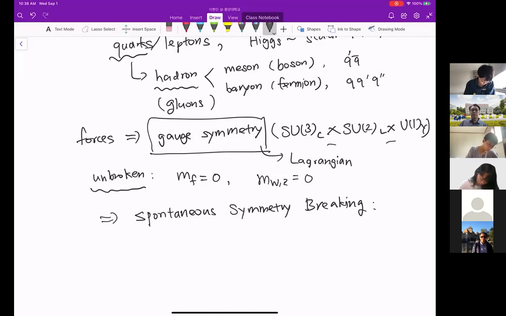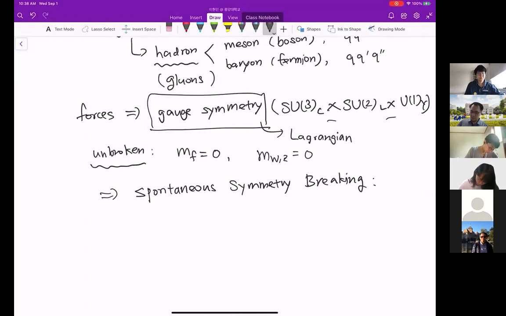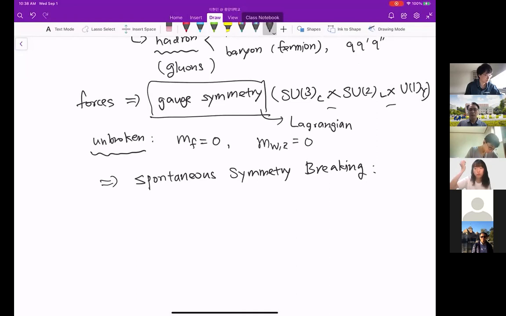So, spontaneous symmetry breaking. I think there is also a very interesting discussion on spontaneous symmetry breaking. In Korean, 자발적인 붕괴. Spontaneous symmetry breaking. Spontaneous means it's broken in the vacuum. Spontaneous means the system is aligned to a particular direction, right?